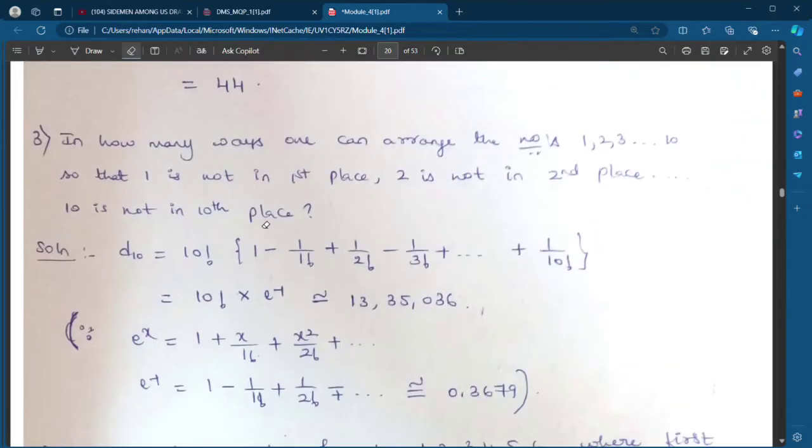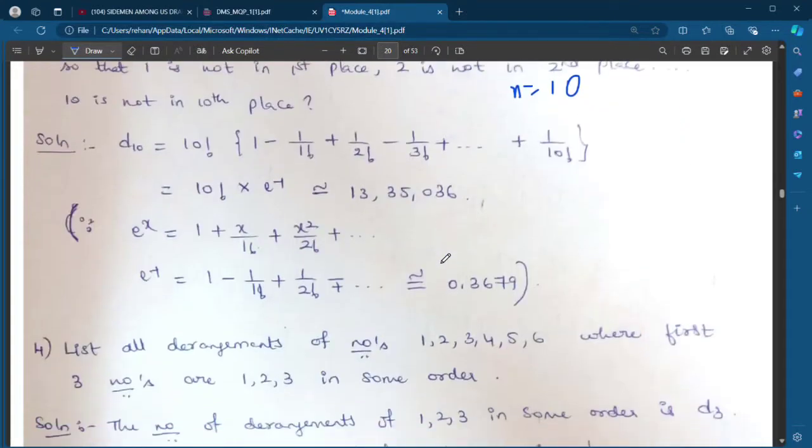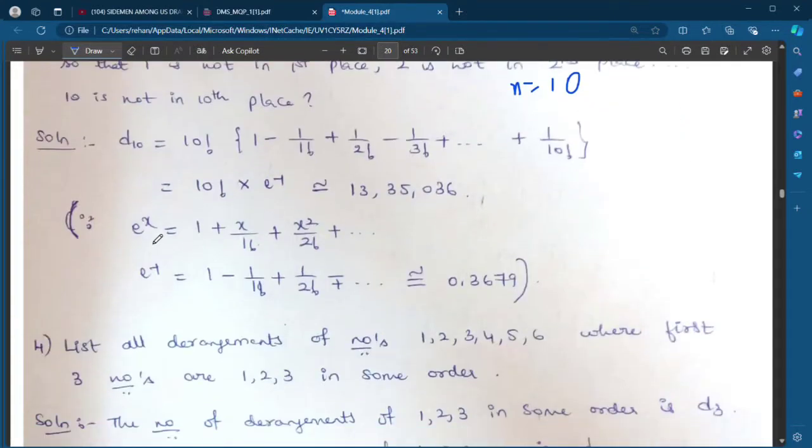Then how many derangements are there for 1, 2, 3, 4, 5? So here n is 5. Then how many ways can we arrange the numbers 1 to 10 so that 1 is not in its first place, 2 is not in its second place, and 10 is not in its tenth place? They are simply saying to do the derangement of 1 to 10 numbers, where n is 10. Just do the derangement, that's it.